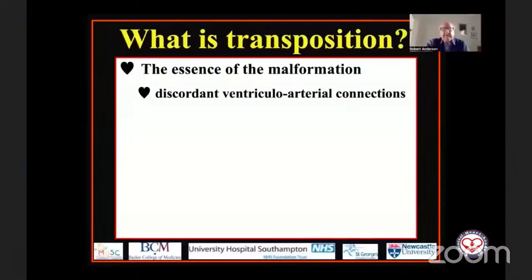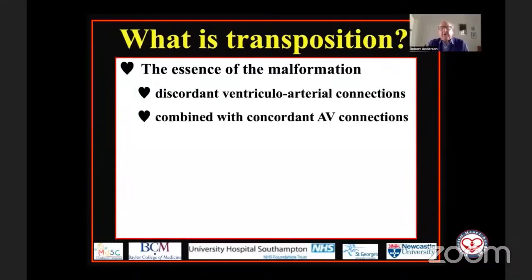So what I hope we've shown you, and you've seen lots of hearts today, you've seen some beautiful demonstrations by Diane. She's shown you the essence of transposition is discordant ventricular-arterial connections. And to my mind, that is what we can now simply call transposition when it is combined with concordant atrioventricular connections. This is the phenotypic combination, I believe, is simply best described as transposition.